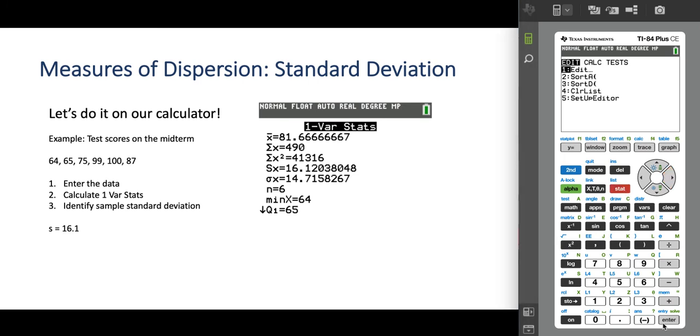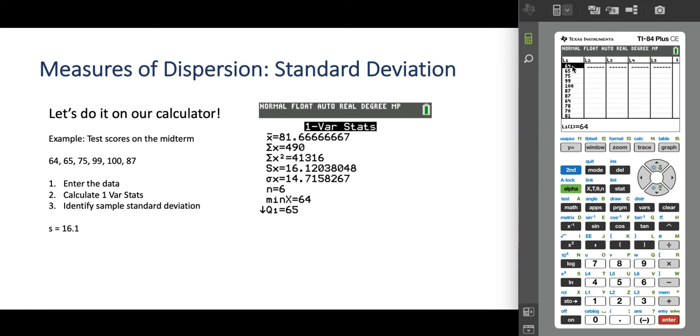Press Stat and Edit. Remember, I did this in the previous screencast, so I'm going to clear that data, highlight L1, press Clear, and Enter, and all that data disappears, and I'll enter my new data, which is 64, 65, 75, 99, 100, and 87. Okay, make sure you press enter when you're done.